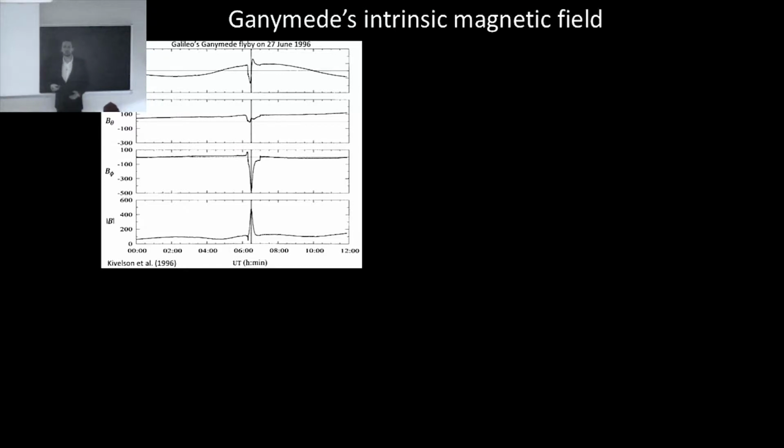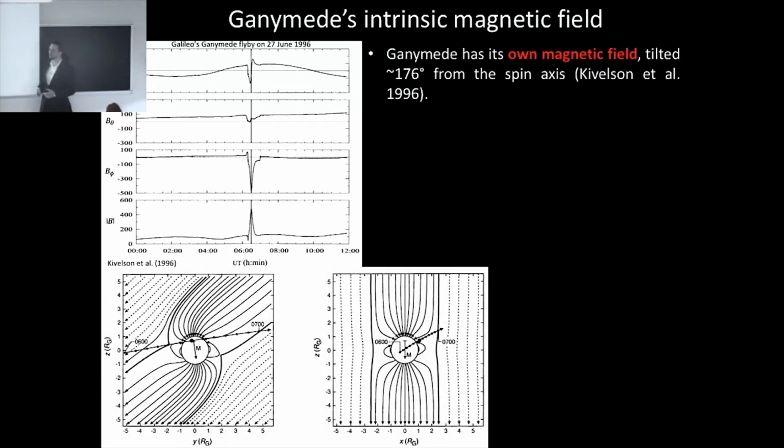So usually when you talk of magnetic induction, it should resist the magnetic field, but it shouldn't be stronger. So the conclusion that was made for Ganymede is that Ganymede actually has its own magnetic field. And so Ganymede is the only moon in the solar system so far that has its own magnetic field.